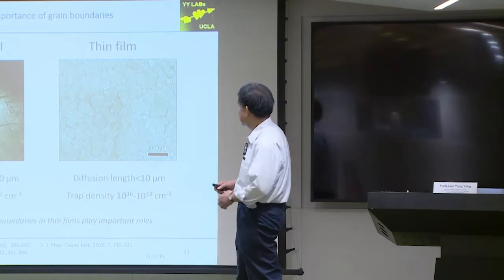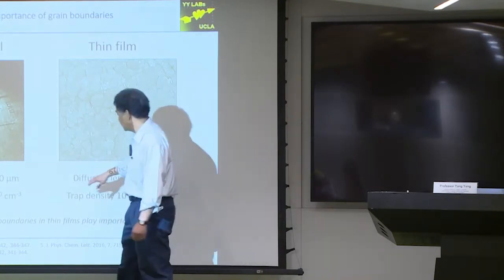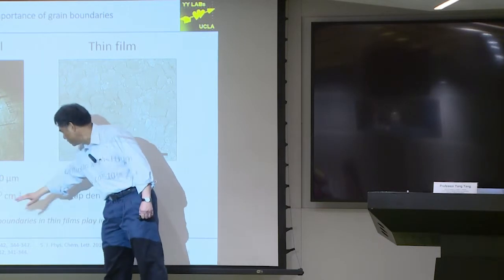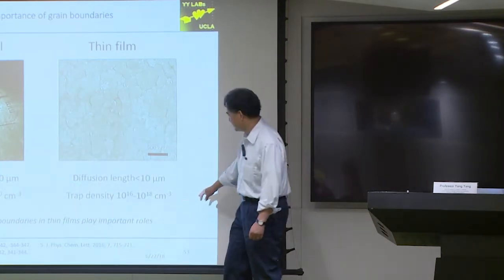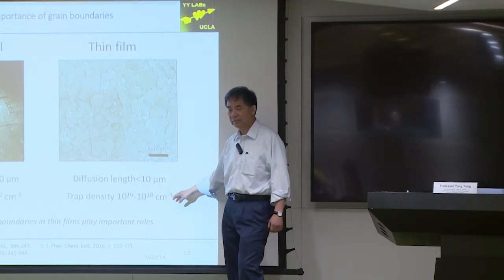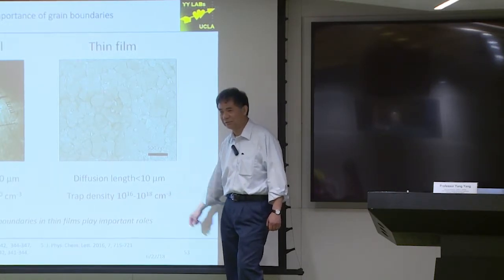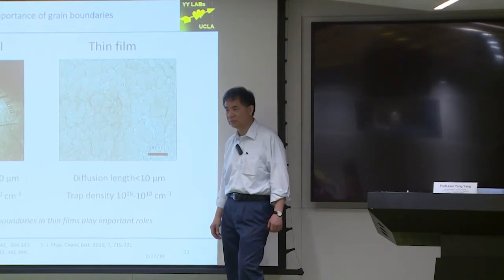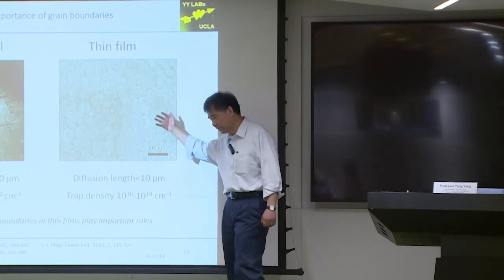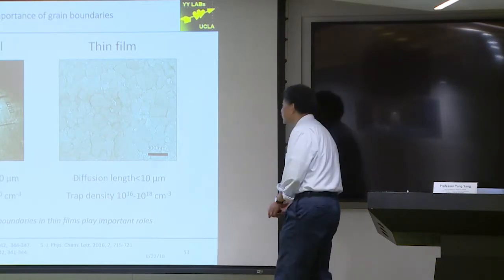Thin film, we can see that single crystal has a lot of good things: 100 nanometer to a micrometer diffusion length, very low defect density. Typical defect density is 10 to the 16 to 10 to the 18. You say, wow, this is bad. How can one get like a 20% efficiency? That's because of the property I mentioned to you.